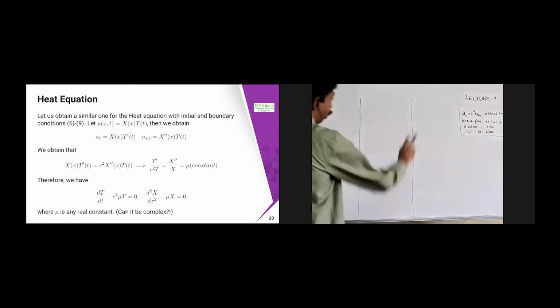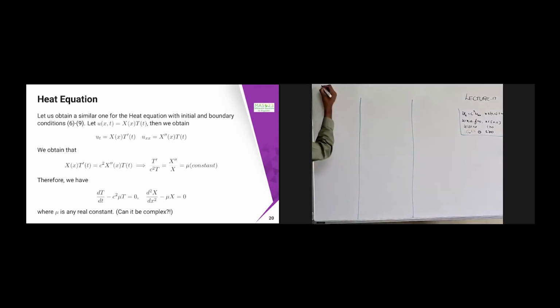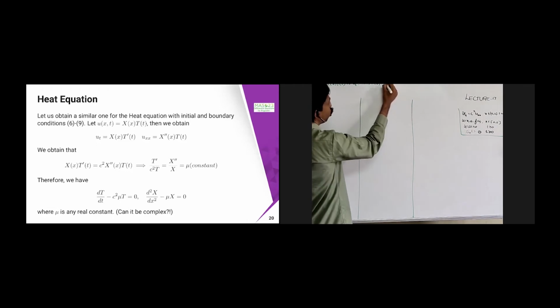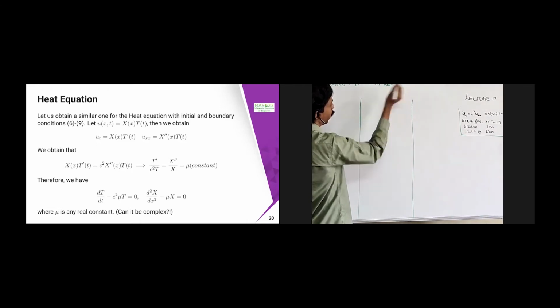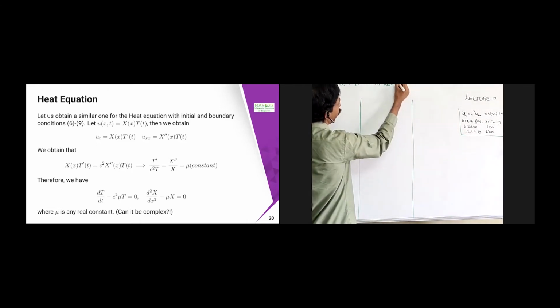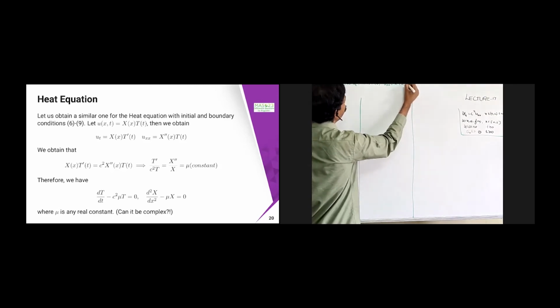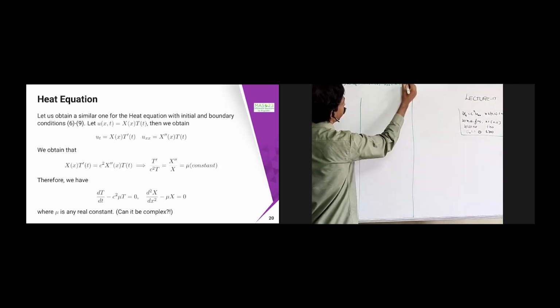So what I'm going to do is substitute it over here. I'm going to assume that u is of the form X of x into T of t. This is the solution I'm going to assume. Therefore, it implies that u t is going to become X of x into T dash of t, and u xx is going to become X double dash of x into T of t.